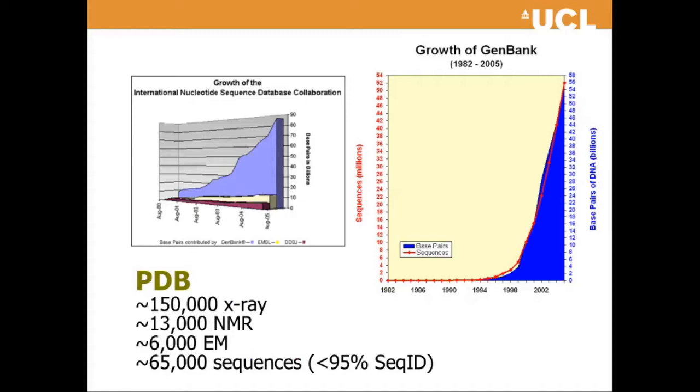So the graph on the left shows the growth of the International Nucleotide Sequence databases, and there are 3 of these. The bluey purpley colour is GenBank, which is the American resource. Yellow is EMBL, which is the European resource, and the red wine colour is DDBJ, which is the DNA Databank of Japan. Now, in fact, these 3 resources all exchange data on a very regular basis, so they end up having the same data in them, but in different formats.